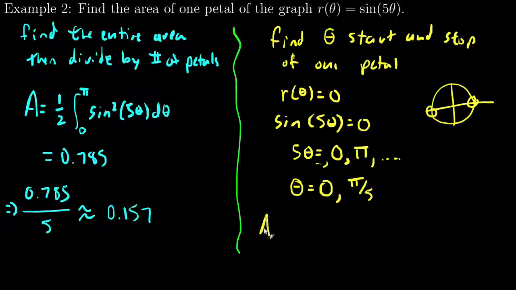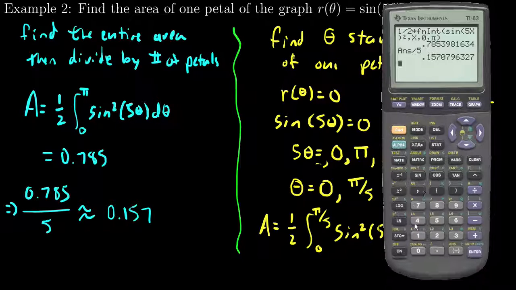And so I can do this area, 1/2, integral from 0 to pi over 5 of sine squared 5 theta d theta. And assuming I did everything right, which is sometimes a good assumption, I should get the same answer I have right here, exactly. So 1/2 times the integral of sine of 5 theta all squared d theta from 0 to pi over 5. And lo and behold, I do get the same exact answer.